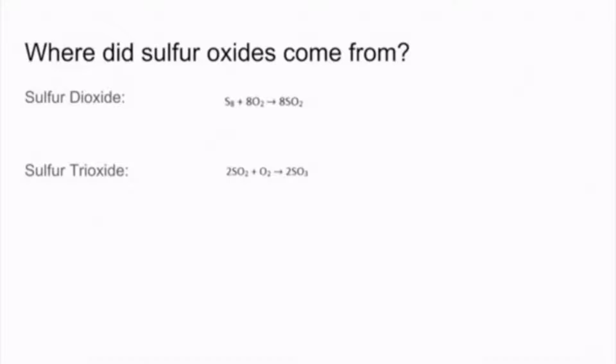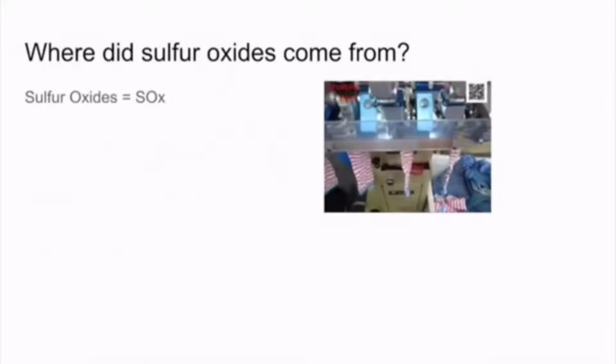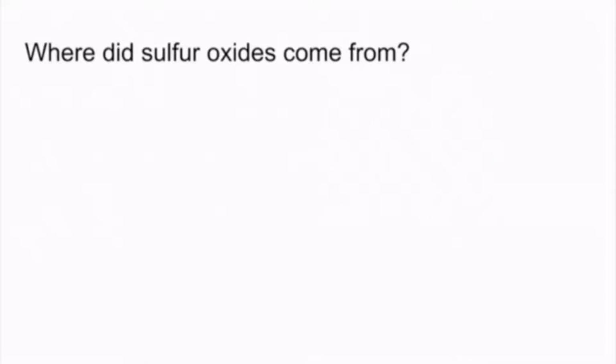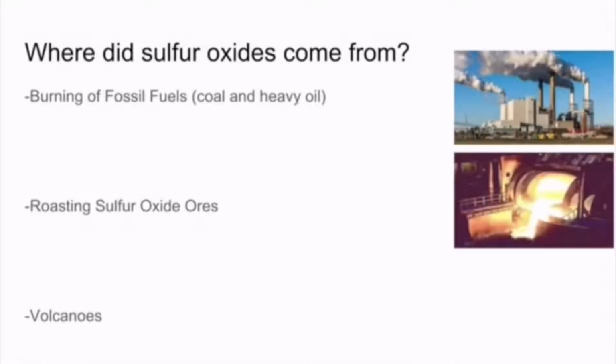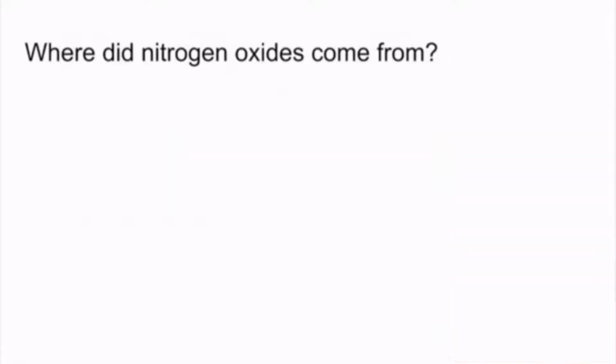But when will this reaction happen? The sulfur oxides can be called SOx. Obviously, it is not only produced in the process of sulfuric acid making. Actually, SOx is produced largely in the burning of fossil fuels, especially coal and heavy oil, in thermal power plants. Also, it can be produced by roasting sulfide ores, and it can be produced naturally, for example, by volcanoes. And where does nitrogen oxide come from?